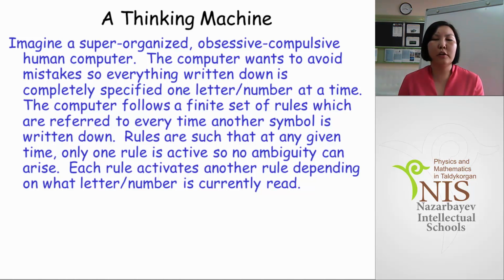Imagine a super organized, obsessive-compulsive human computer. The computer wants to avoid mistakes, so everything written down is completely specified one letter or number at a time. The computer follows a finite set of rules, which are referred to every time another symbol is written down. Rules are such that at any given time only one rule is active, so no ambiguity can arise. Each rule activates another rule depending on what letter or number is currently read.